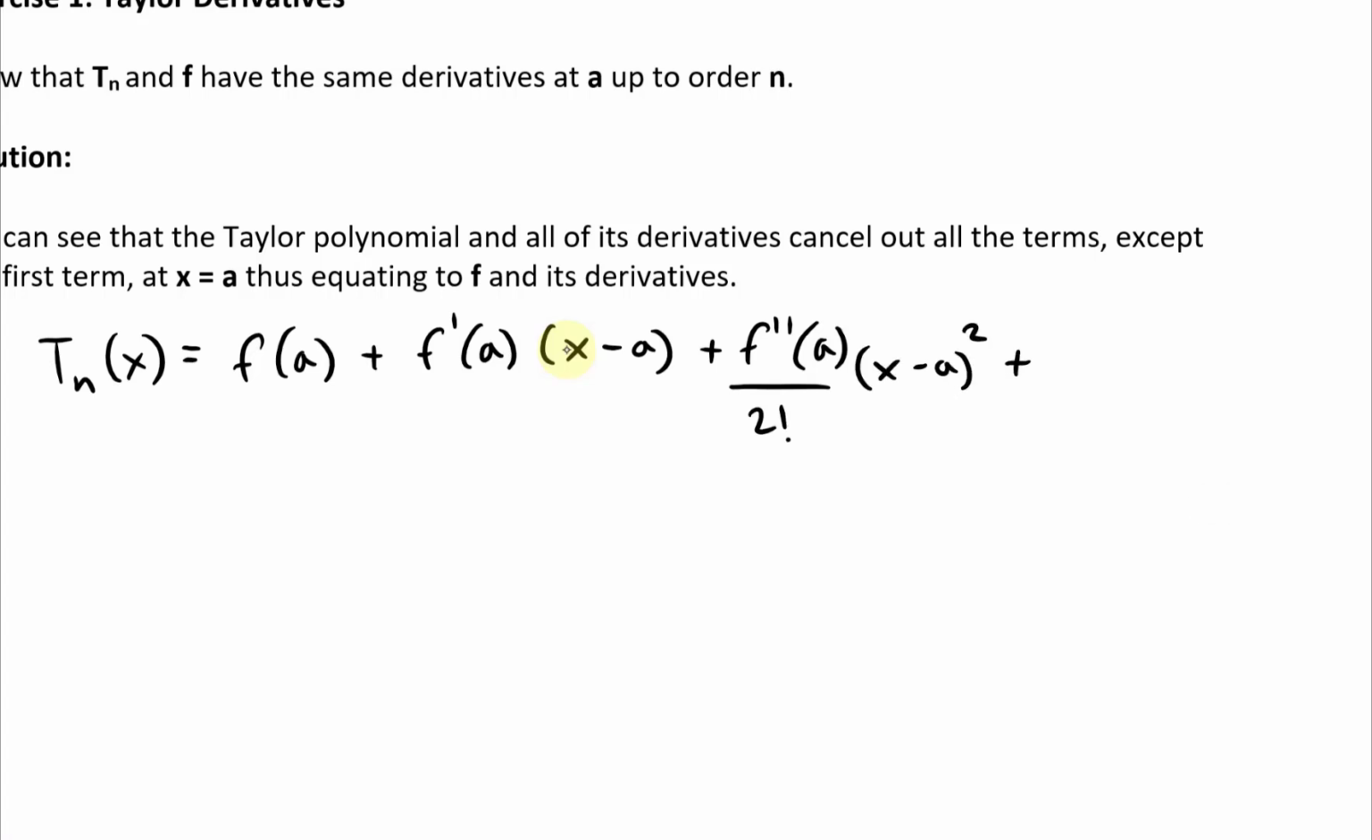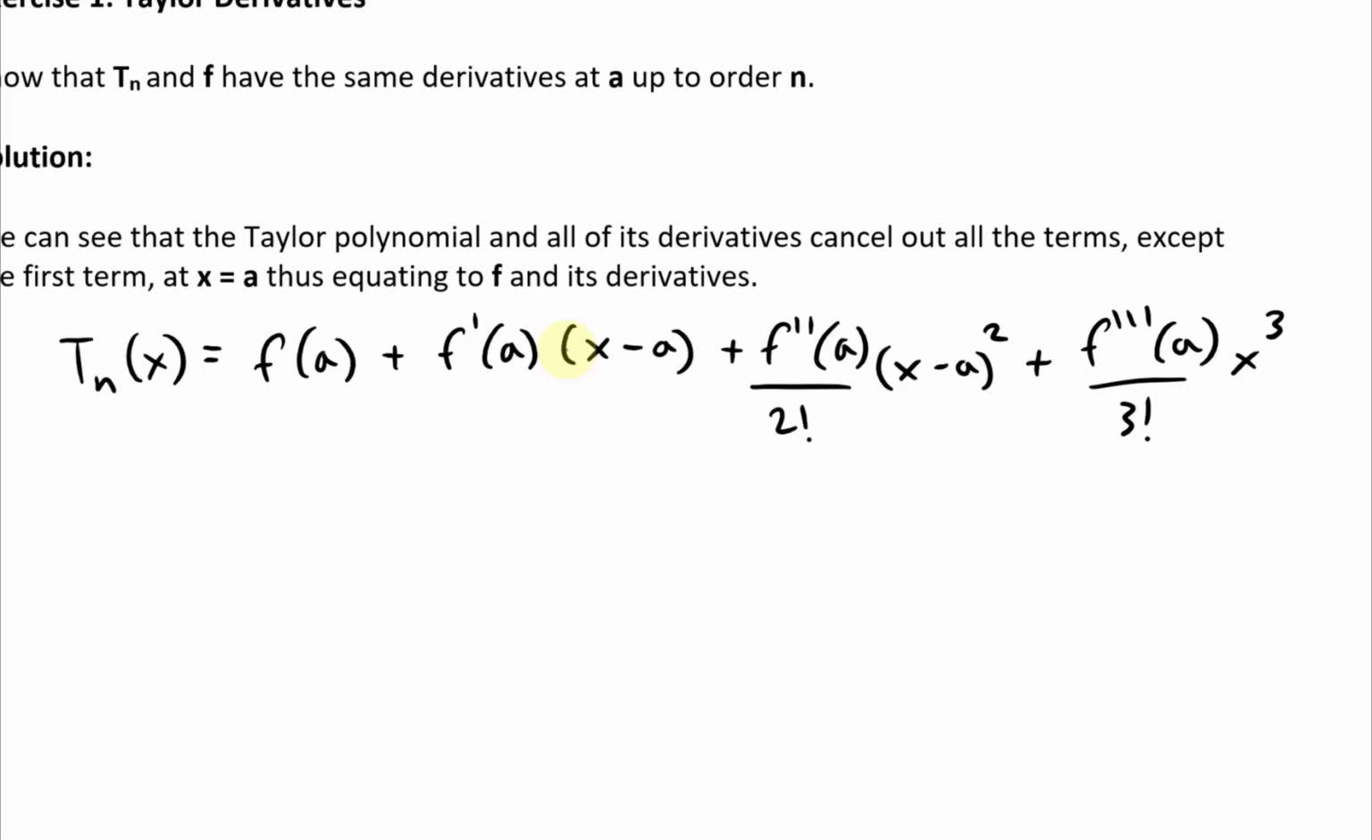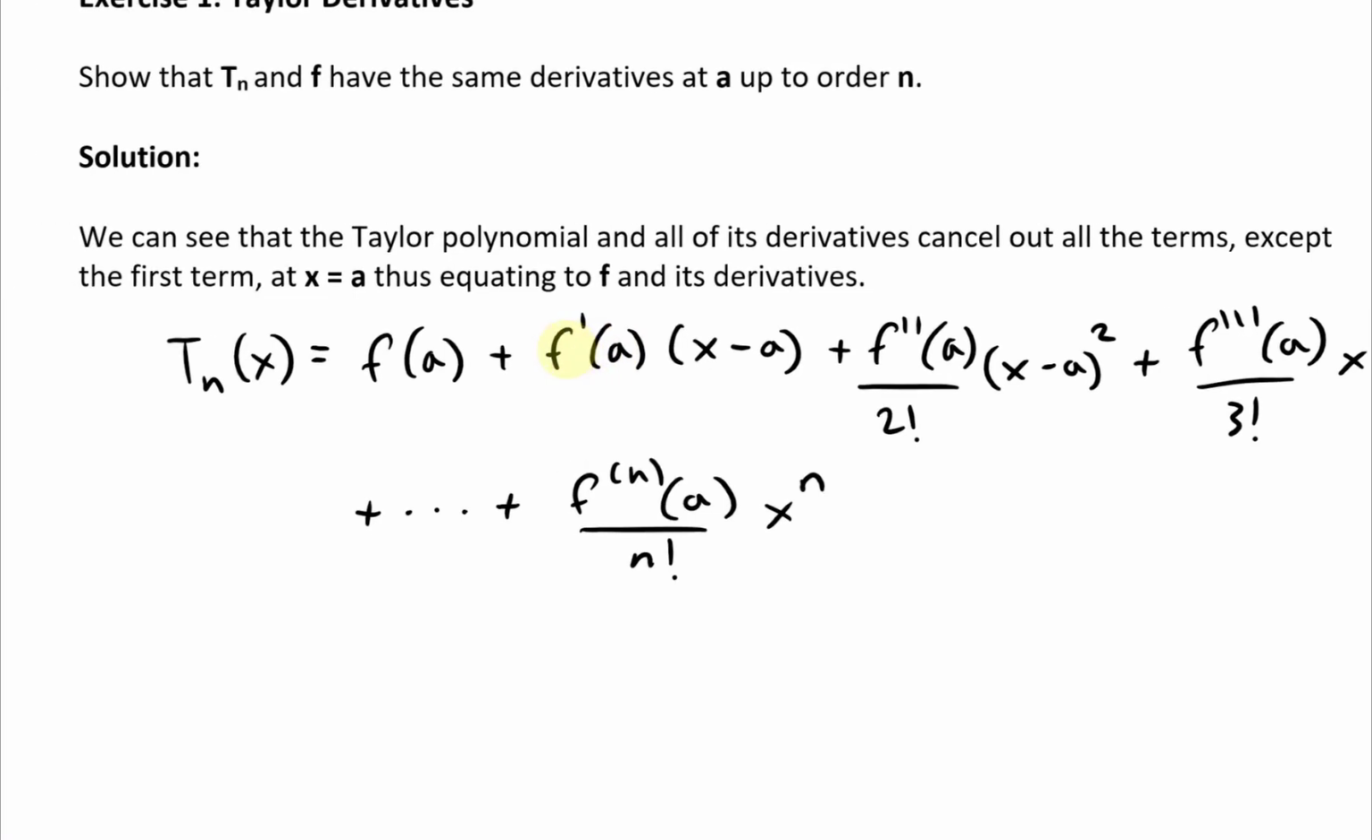Next is plus f triple prime at a divided by 3 factorial, times x minus a to the power of 3. Plus dot dot dot, plus all the way to the nth one, f to the n of a divided by n factorial, times x minus a to the power of n. So this is the T sub n Taylor polynomial.